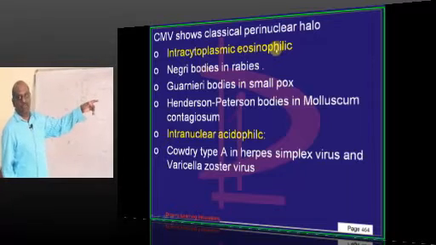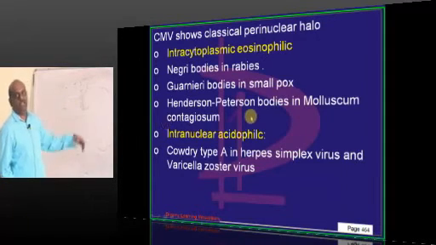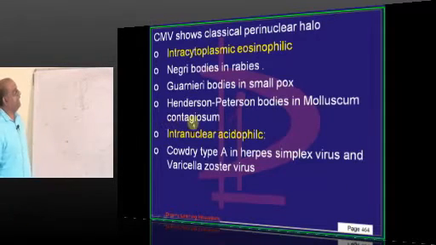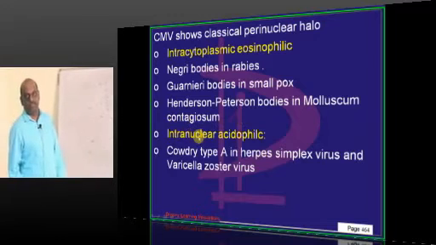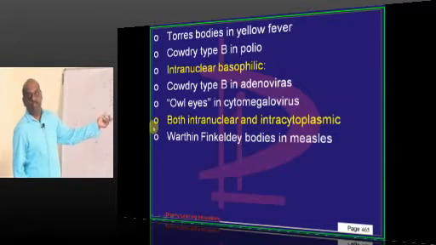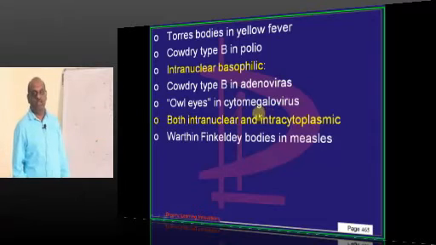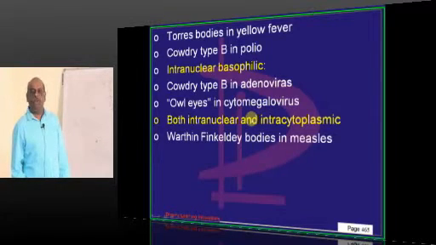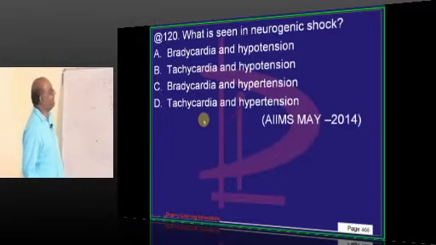Intracytoplasmic eosinophilic are what? Negri bodies, Guarnieri bodies, Henderson-Paterson bodies in molluscum contagiosum. Intranuclear acidophilic are what? Intranuclear basophilic are what? And both of them are what? This list you will have to read. Cowdry type A, Cowdry type B. You have to read, remember, reproduce.